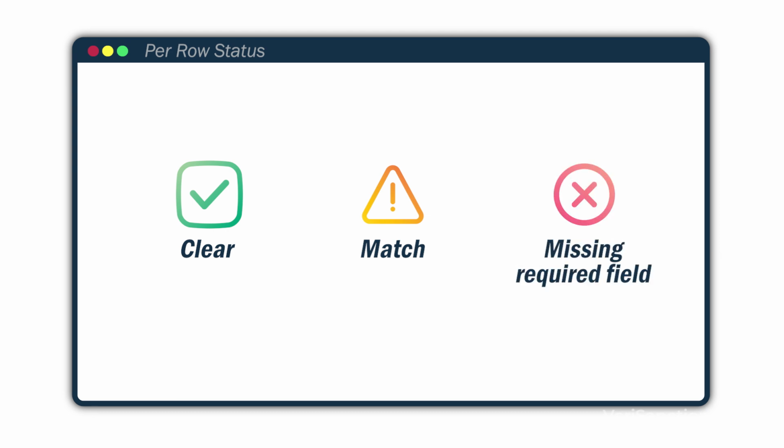Now pay attention to the per row status. A clear is a green check, a match is a warning that flows to adjudication, a row that erred, like the one with a missing required field, gets a red X, but it doesn't poison the rest of the batch. The other rows keep going.